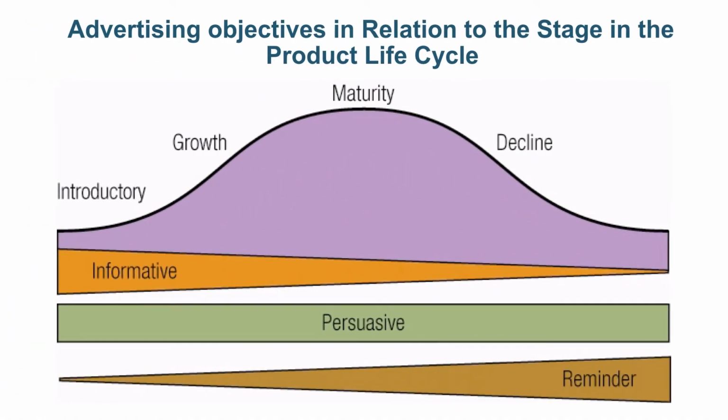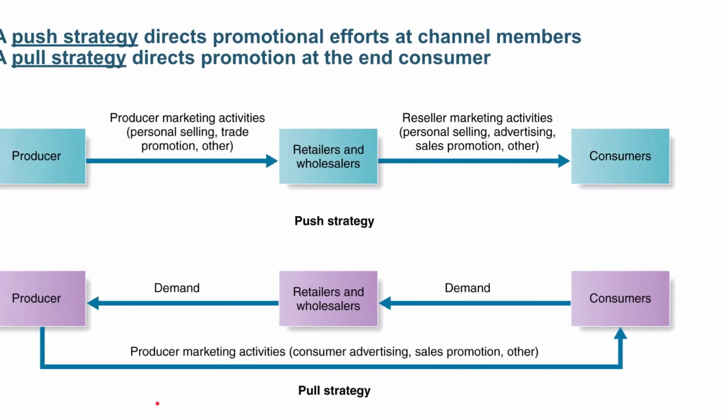So here is a nice illustration that shows you the product life cycle in relation to informative, persuasive, and reminder ads. So as you can see, persuasive can work throughout the life cycle of the product. Informative, though, is much better and more effective when you are in the first stages of introduction and growth. Reminder, on the other hand, is much more effective between maturity and decline.